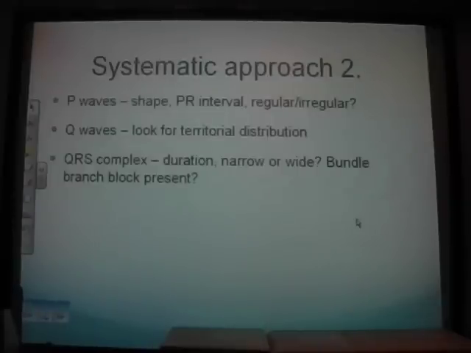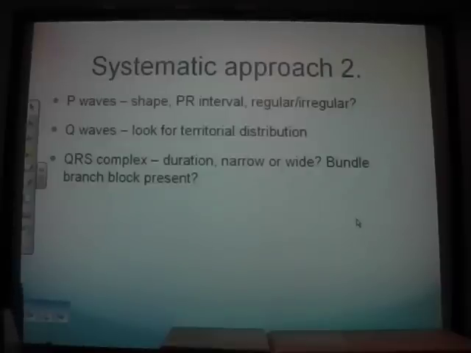Atrial hypertrophy. Which side? Depends which way round the unit is. If it's an M-shaped P wave, that's left, P mitrale, left side. If you've got particularly tall P waves, more than 3 small squares each, then by deduction you've got right atrial hypertrophy.